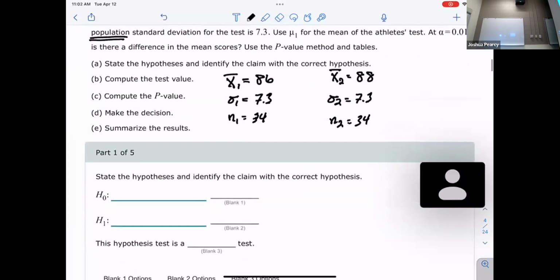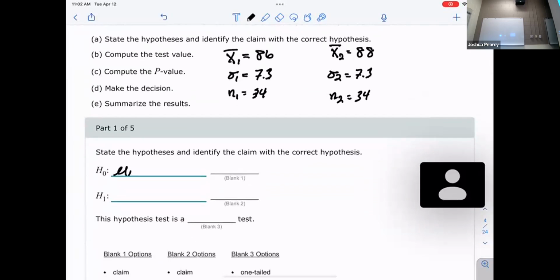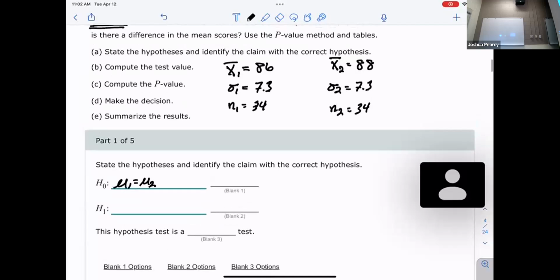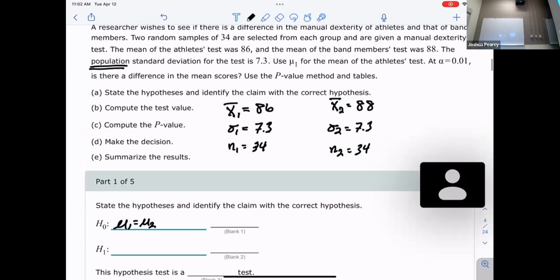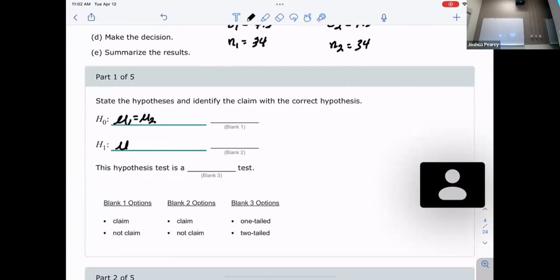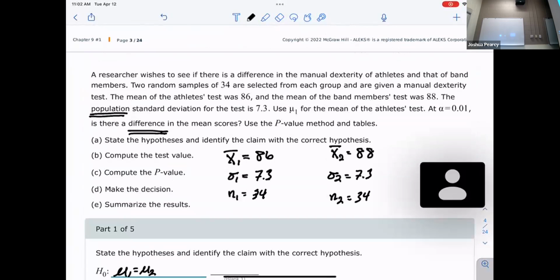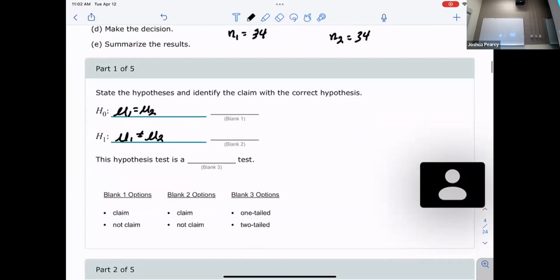Now, the first part: state the null and the alternative and identify the claim. What is the null? Yeah, mu1 equals mu2. What is the alternative? Yeah, is there a difference? So mu1 does not equal mu2. Which one is the claim? The claim is what it's asking you to test. Yeah, the difference. So the alternative is the claim.